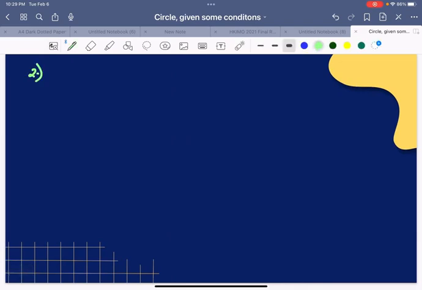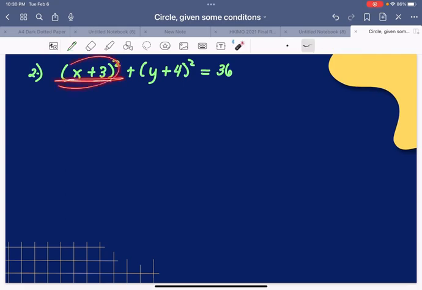If the given standard equation is x plus 3 quantity squared plus y plus 4 quantity squared is equal to 36. Okay, so that is the given standard equation. So how are we going to transform into general form? So just simply expand this, square this binomial.